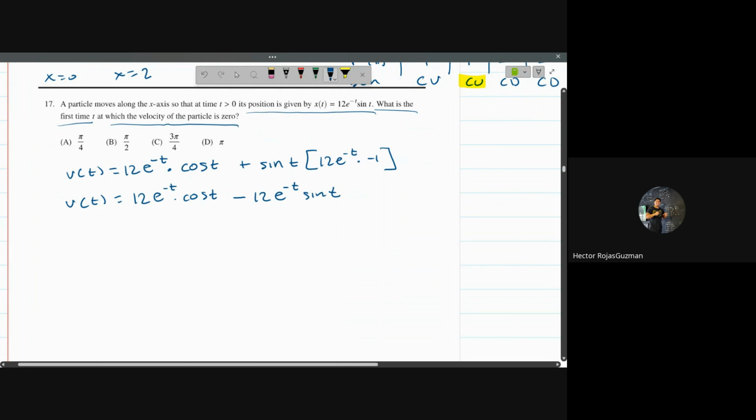Oh yeah, I'm confusing it with another question. It was very similar. Something about the acceleration. The first time the velocity is 0 or something like that. Anyways, what is the first time at which the velocity of the particle is 0? So you're going to have to make this equal to 0, but I'm also going to take my greatest common factor.